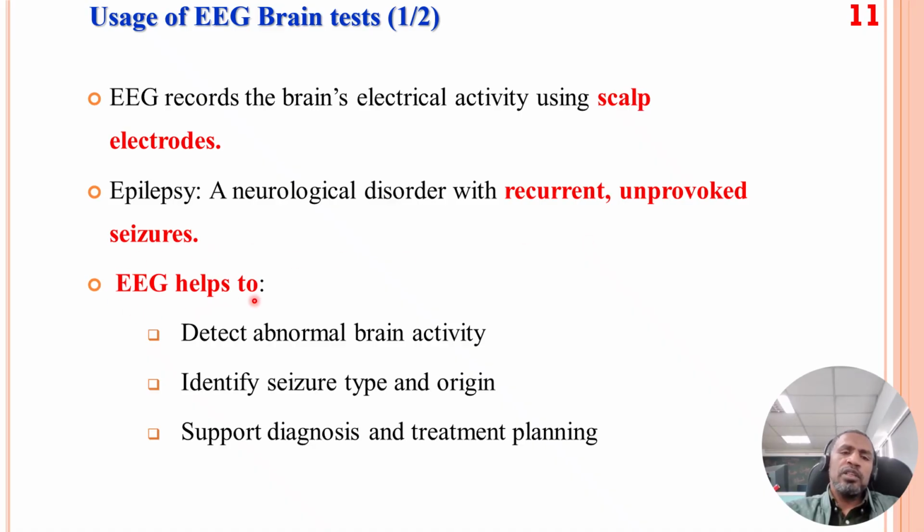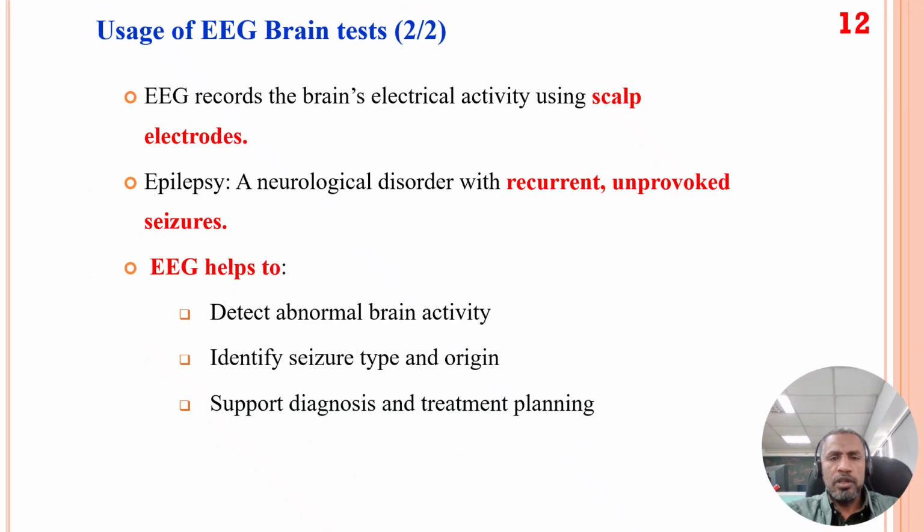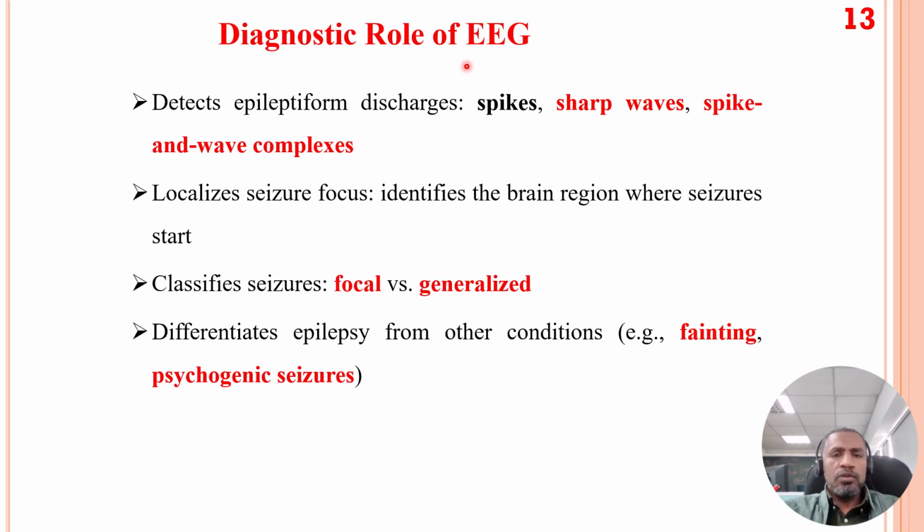EEG also helps to detect abnormal brain activity besides epilepsy, identify seizure type and origin, and support diagnosis and treatment planning. The usage of EEG was also mentioned earlier. In diagnosis, the role of EEG is to detect epileptiform discharges. These epileptiform discharges could be spikes, sharp waves, and spike-and-wave complexes.